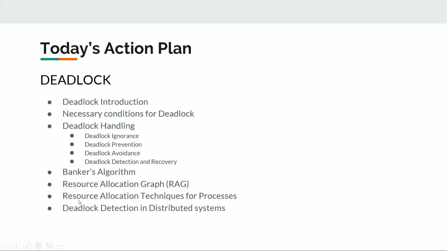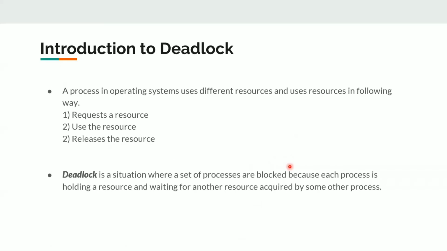You should star mark this. Banker's algorithm is very important. And then we'll see something called a resource allocation graph, and then the resource allocation technique that is used by the operating system to distribute the resources to the processes. And at the last, we will see deadlock detection in distributed systems, right? So let us start. The first thing is introduction to deadlock.